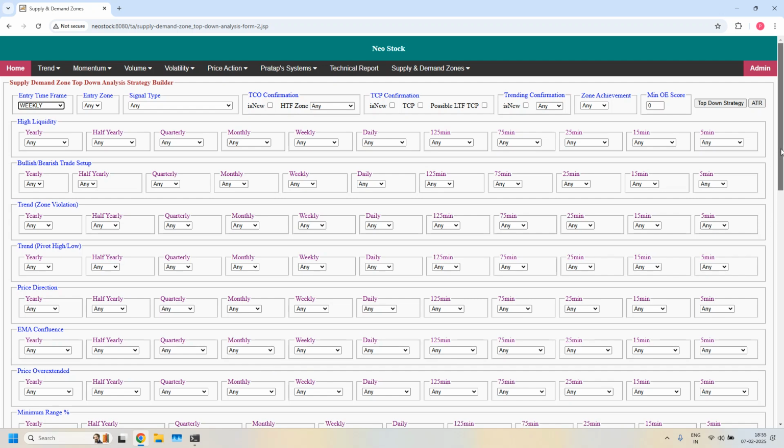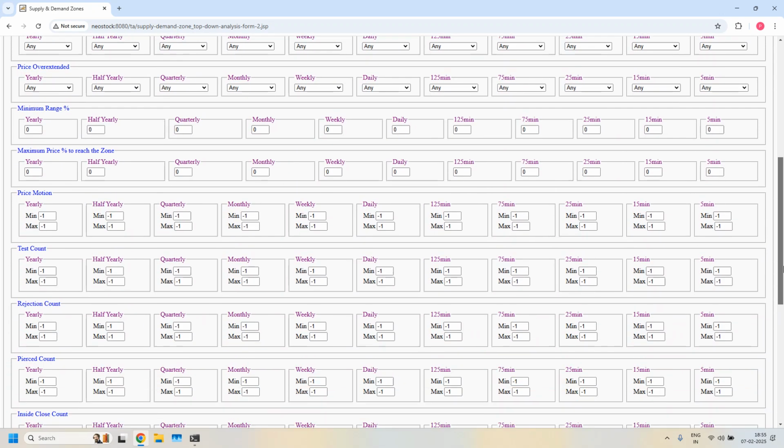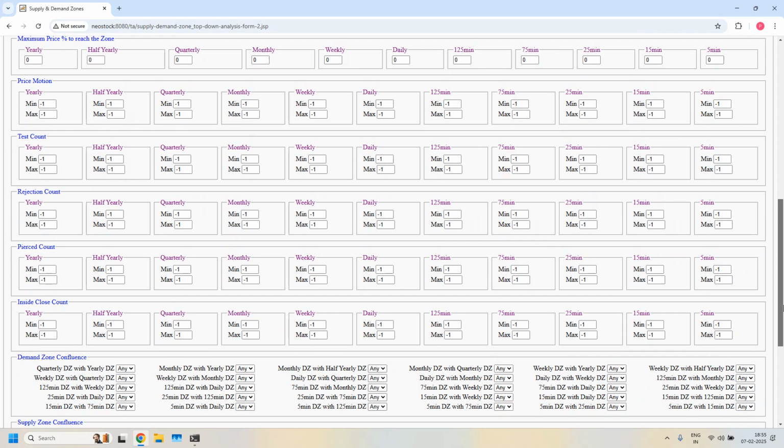I want all the zones, maybe near or inside or maybe far away from the demand zones. But LTF, ITF and HTF demand zone confluence should support all the 3. That is weekly, monthly and quarterly. So let me set all the 3 filters.